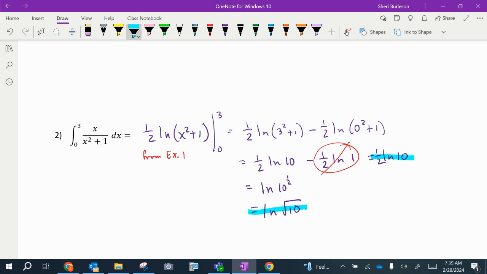Some people like to simplify their natural logs, or if the problem asks you to simplify the natural log, then that would be what it means, using properties of logs to get it into the most compact form. But unless the directions say that, you can leave it as 1/2 natural log of 10.